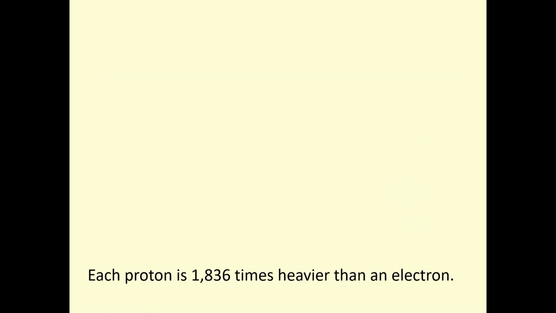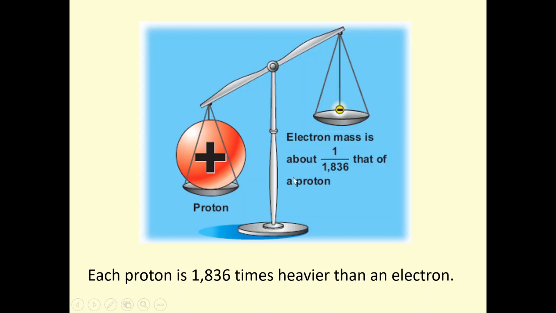So each proton, the positive charges, are 1,836 times heavier than an electron, the negative charge. So look at that. Okay, the positive charged protons in the nuclei are huge compared to the electrons. Electrons are only 1/1,836th of a proton. You would need 1,836 of these to equal the weight of this.